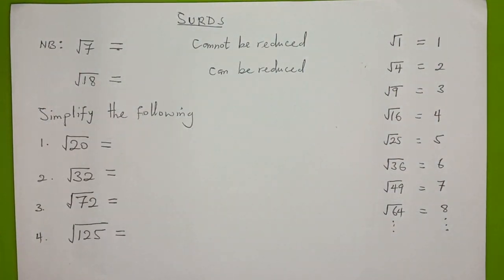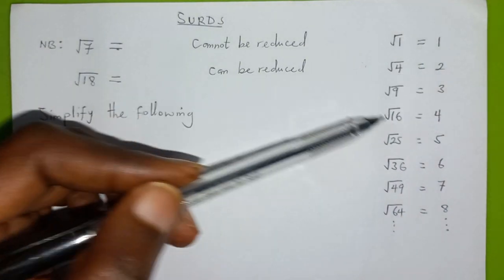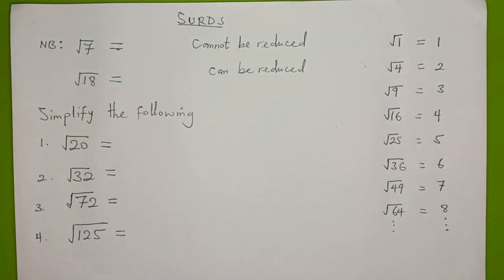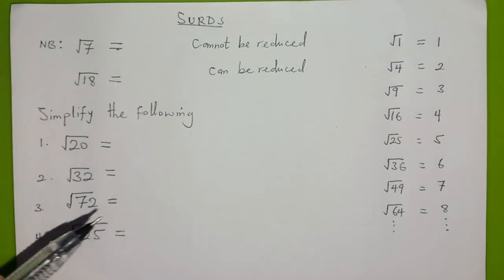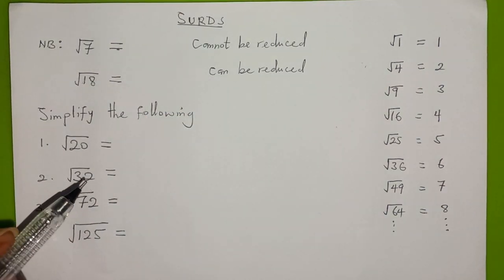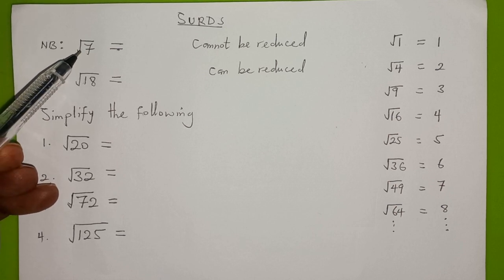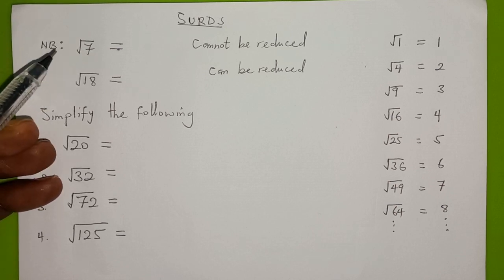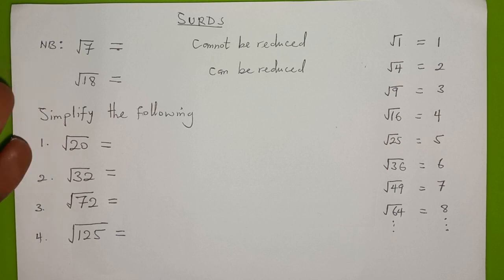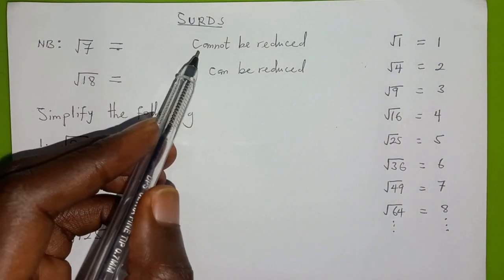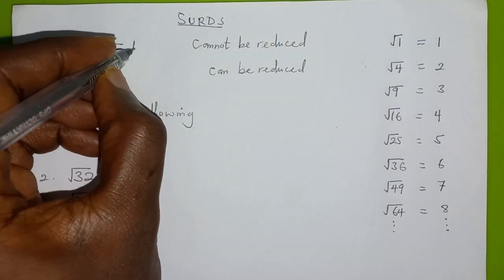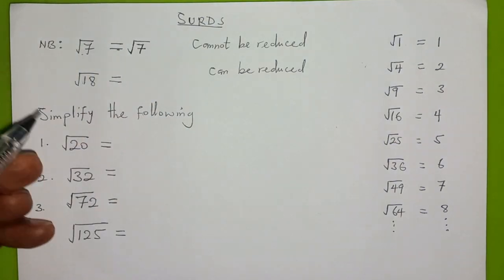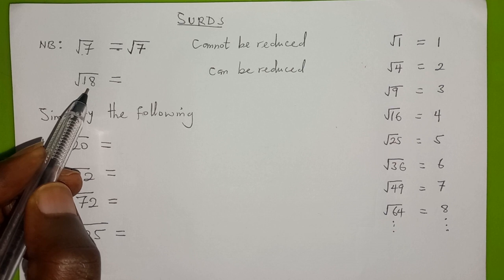All right, so why am I even discussing this? I'm doing this because anytime we want to simplify surds, we always want to break the surd into a perfect square and any other integer. So for example, if we have root 7, it cannot be reduced. We cannot break it down. So the result is still root 7.